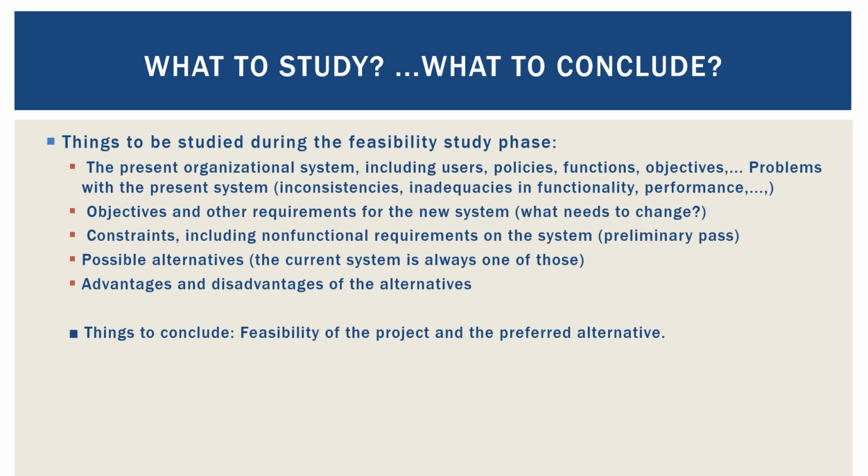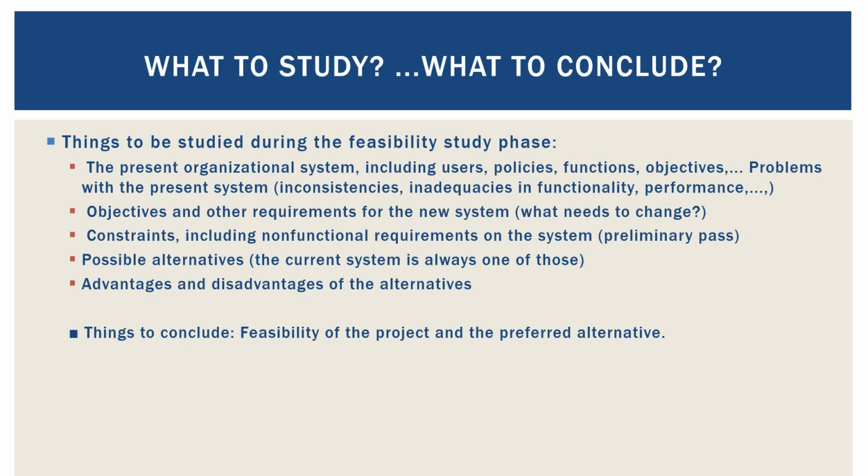Things to be studied during the feasibility study include the present organizational system, including users, policies, functions, objectives. Then problems with the present system, such as inconsistencies, inadequacies, and issues in functionality and performance. Those are the things that you're going to study during the feasibility study. Then we also study objectives and other requirements of the new system, that is, what needs to change. Are the objectives and requirements of the new system okay? If there is a need to alter them, we can say we have altered the objectives and requirements, and now the system is feasible.